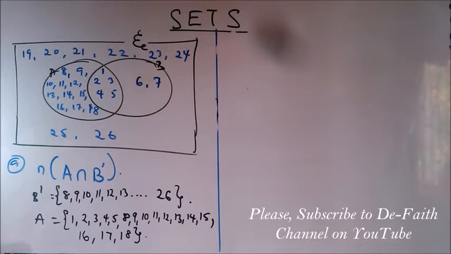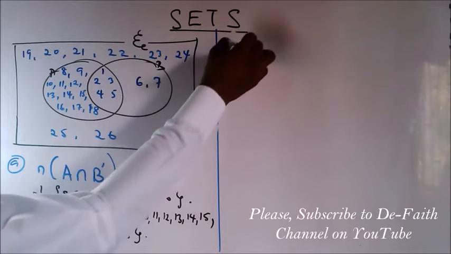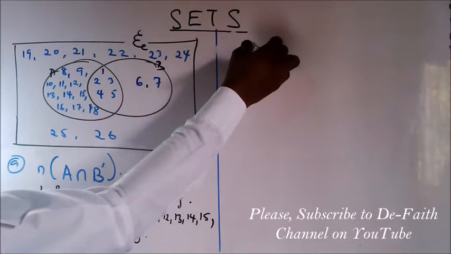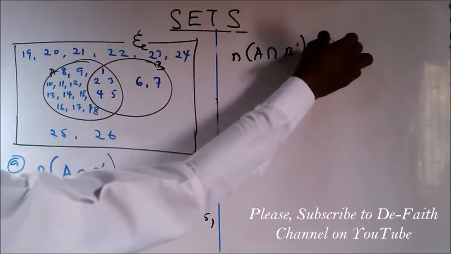Now what is their intersection? That is, what are they sharing in common? What they are sharing in common starts from 8. That is, we can find 8 in both of them. We can find 9 in both of them. So we have to look for what they share in common. Now from here, we have 8, 9, 10, 11, 12, 13, 14, 15, 16, 17, 18. It's also here. So how many do we have? We have 1, 2, 3, 4, 5, 6, 7, 8, 9, 10, 11. And so we have that the number of elements in A intersection B complement equals 11.